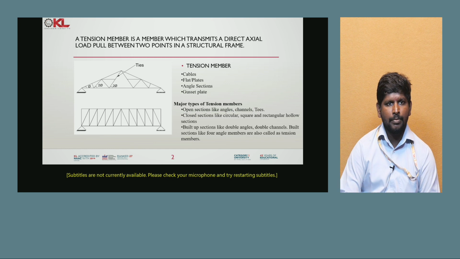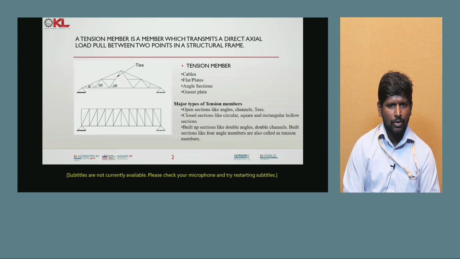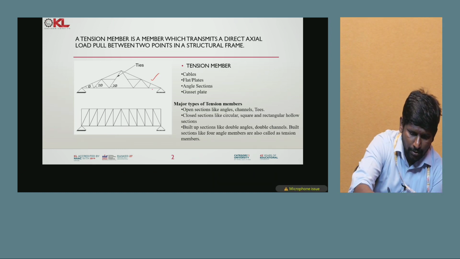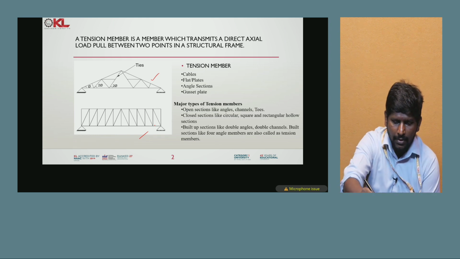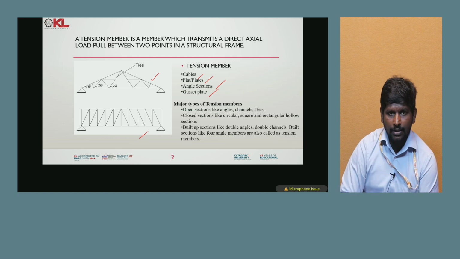In this video I am going to discuss tension members. A tension member is a member which transmits a direct axial load pulled between two joints in a structural frame. You can see two types of structural frame in the diagram: the first one is a truss frame and another one is a square frame. Here I have given some examples of tension members, like cables, flat plates, angle sections and gusset plates.